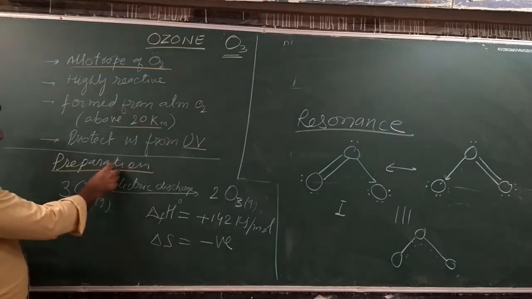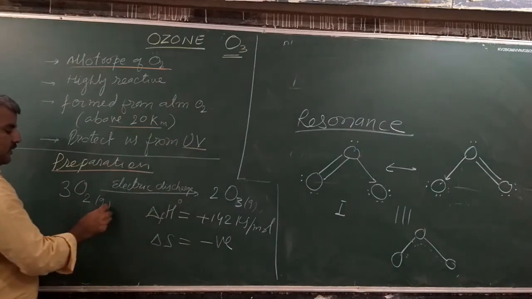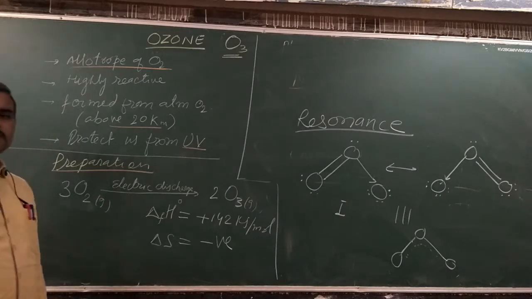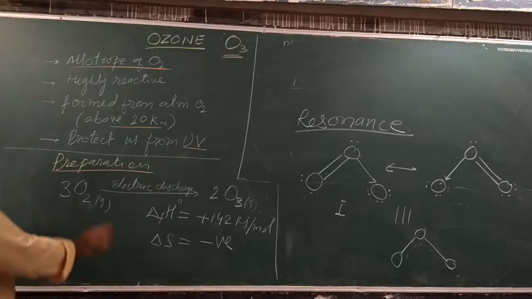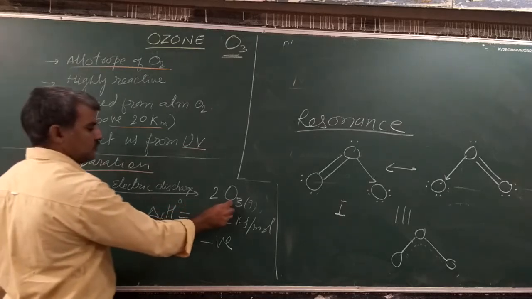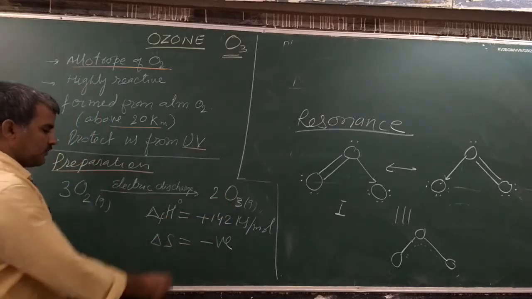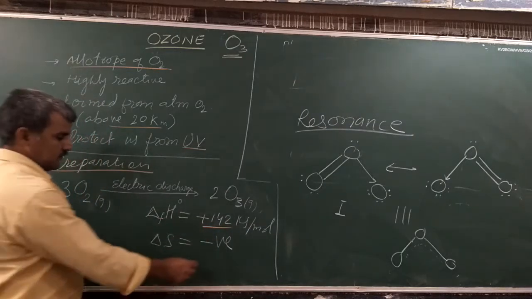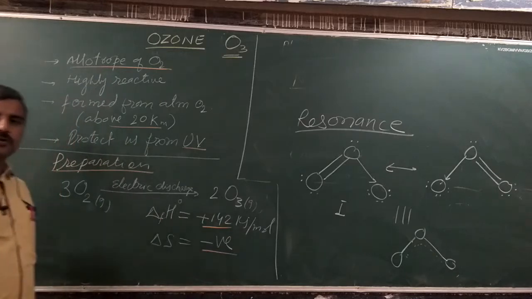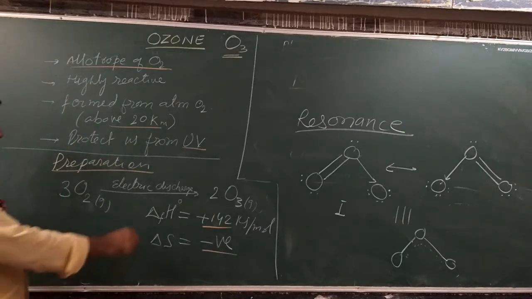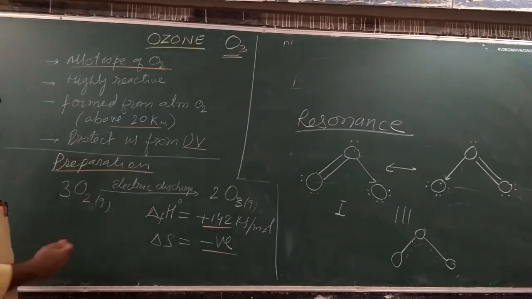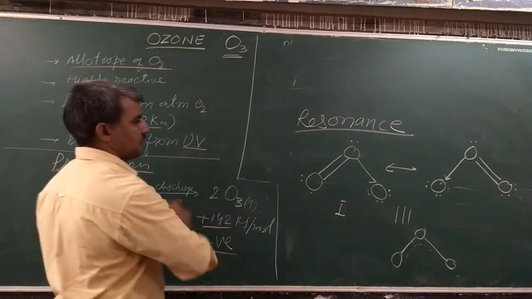How does it get prepared? Ozone is prepared from atmospheric oxygen by slow electric discharge. 3 moles of oxygen convert into 2 moles of ozone. But the process is endothermic, and entropy also decreases. So we can say the process is non-spontaneous. But even then, ozone is prepared.